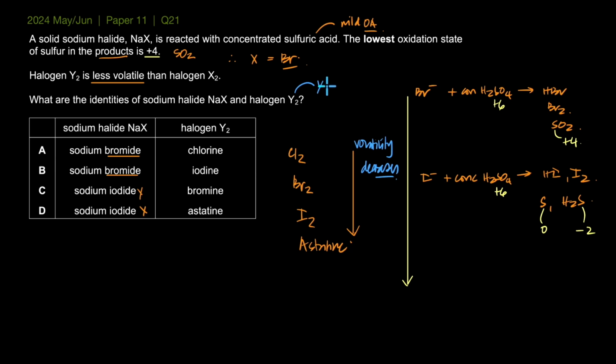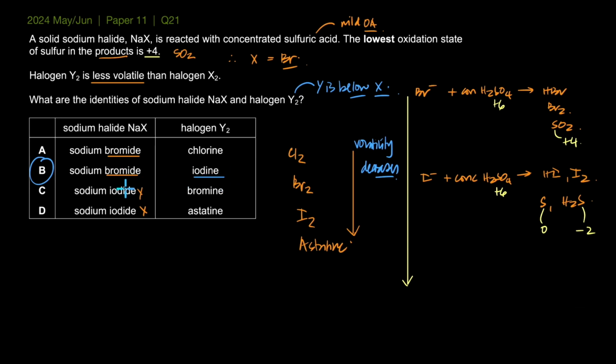So if it says Y has less volatility, what can you tell? That Y is below X in the group. So what is below X in the group? Iodine. That's how you figure this out. So two parts of theory done. Here it is that down the group volatility decreases. So if I've figured X is bromide, Y has got to be iodide.